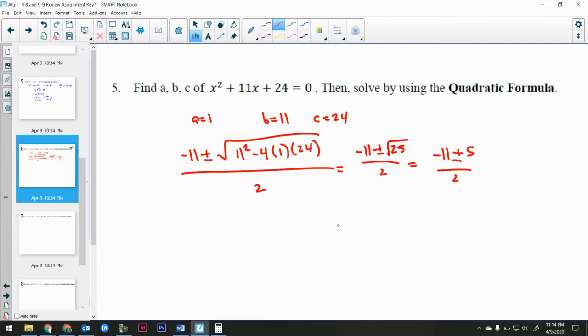So that's where I get my two solutions, negative 11 plus 5 over 2 and negative 11 minus 5 over 2. So negative 11 plus 5, that's negative 6 over 2, which is negative 3. And then negative 11 minus 5 is negative 16. Negative 16 divided by 2 is negative 8. Those are my two solutions there.